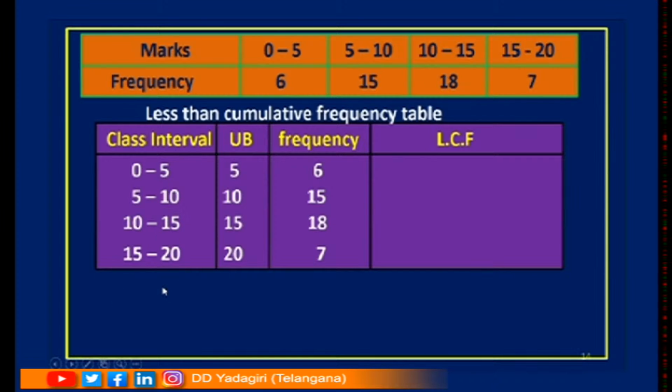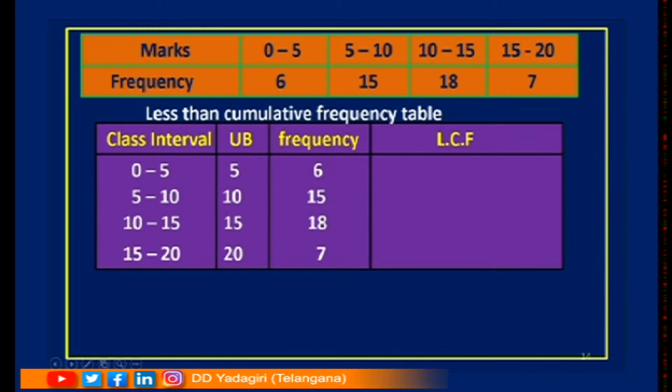For exclusive classes, boundaries and limits are the same. So 5 is the upper boundary, 10 is the upper boundary, 15 is the upper boundary and 20 is the upper boundary. So what I am doing here, I am taking 4 upper boundaries of 4 classes. Next frequencies I am taking as they are: 6, 15, 18, 7.